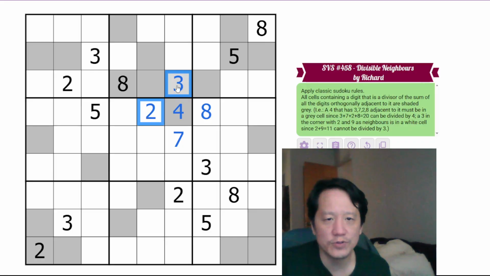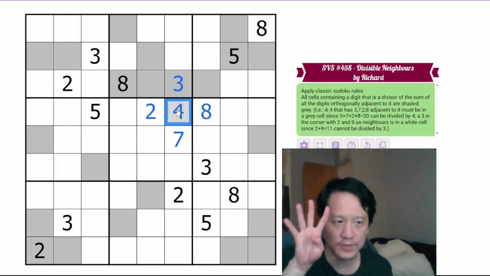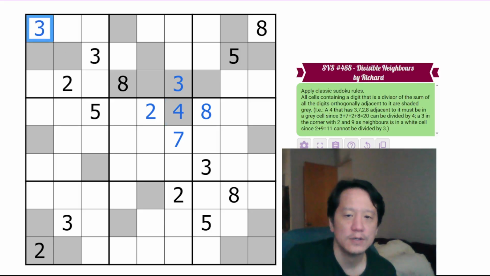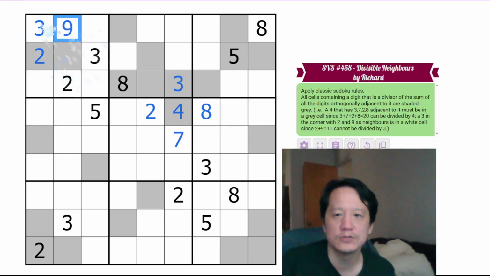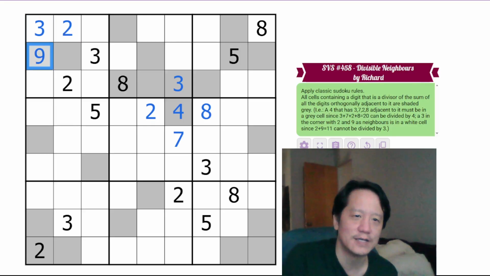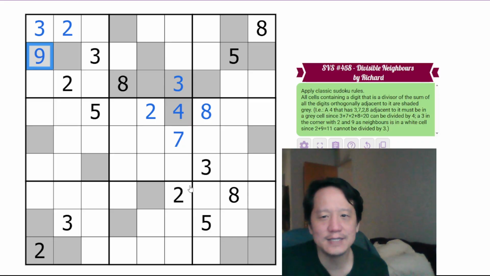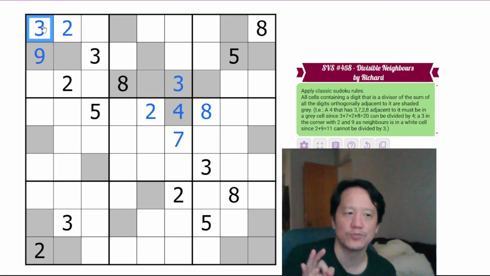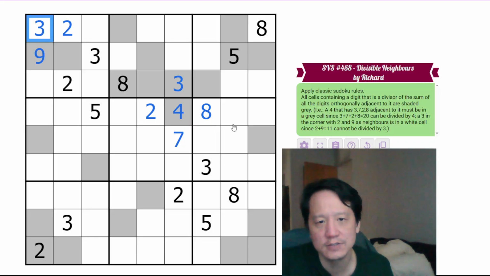So, for example, 3 plus 2 plus 7 plus 8 adds up to 20. 4 divides evenly into it, right? There's no remainder. A 3 in the corner with 2 and 9 as its neighbors is in a white cell, since 2 plus 9 equals 11, which cannot be divided evenly by 3. You have to have a remainder in that case.